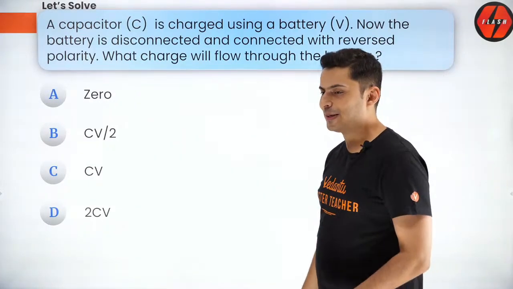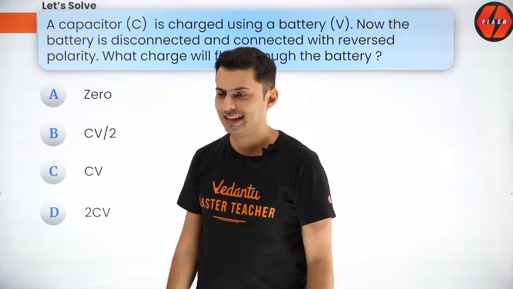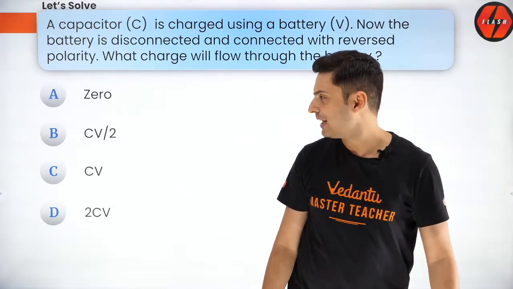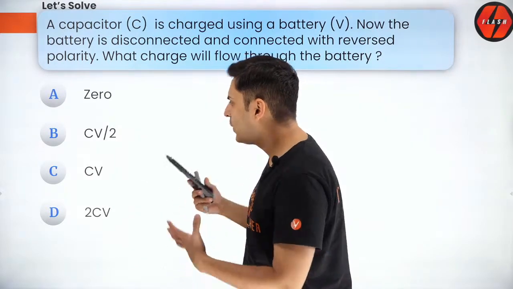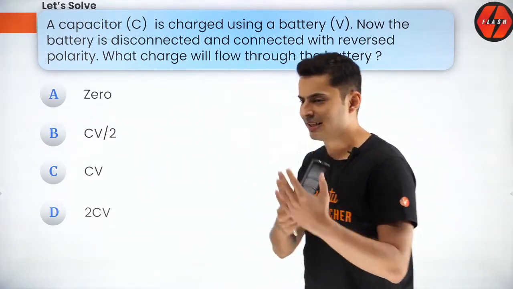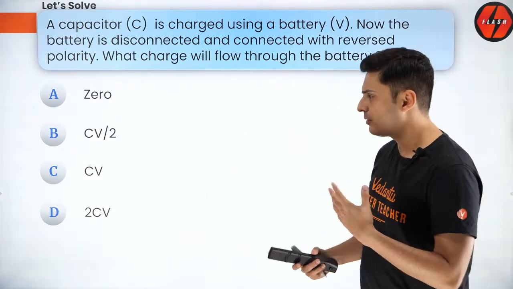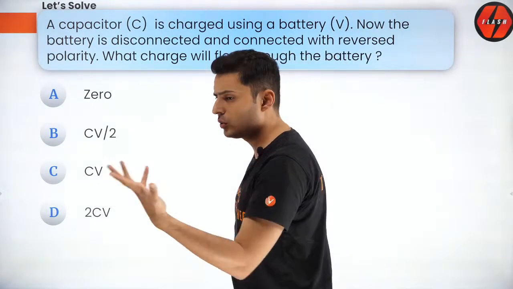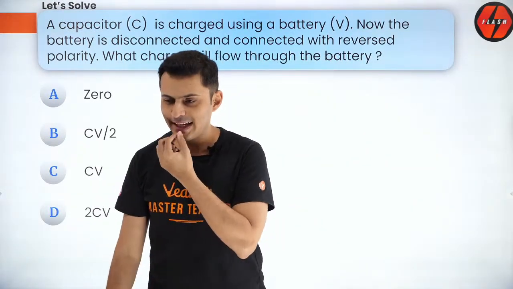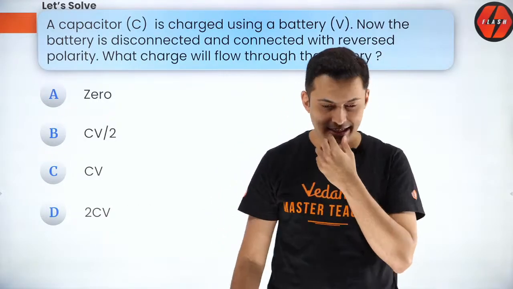All right, come on. Let's see how many of you gave the correct answer. 0, CV by 2, CV or 2 CV. 0, no charge flow, CV by 2, CV or 2 CV. Very interesting.